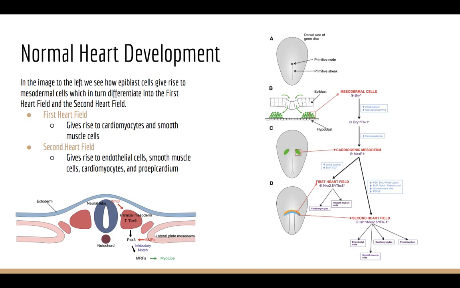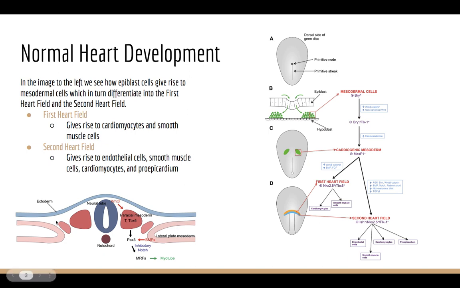Before we get into how an HLHS heart differs from a normal heart, we will discuss the development of a normal heart. The heart typically forms around the third week of embryonic development. As we know, during gastrulation, we form three germ layers: the endoderm, the ectoderm, and the mesoderm. All of these germ layers give rise to different structures. The mesodermal germ layer gives rise to the heart, among other structures.